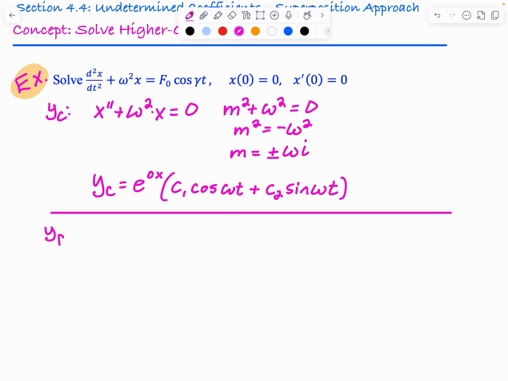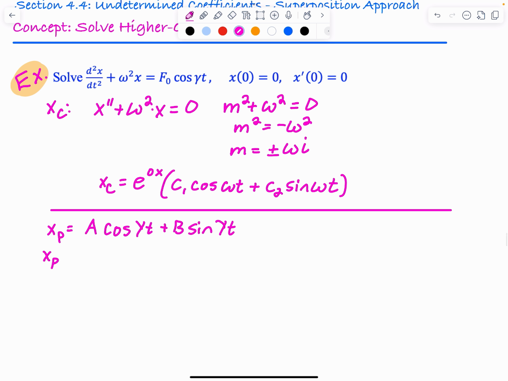So here's my guess now. Looking at that right side, I see that f naught, and it's just a cosine gamma t. That doesn't fall into here, so don't let that trip you up. We don't need to add a t. So y sub p, or actually these aren't y's anymore, these are x's because the output is x. All right, so x sub c. Now we have x sub p. My guess is going to be a cosine gamma t plus b sine gamma t. Nothing too complicated there, thankfully.